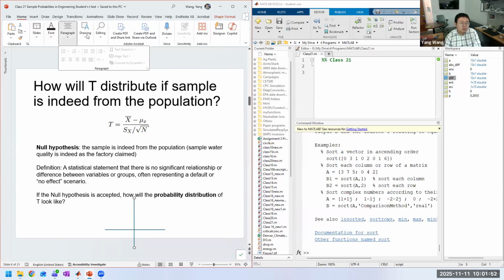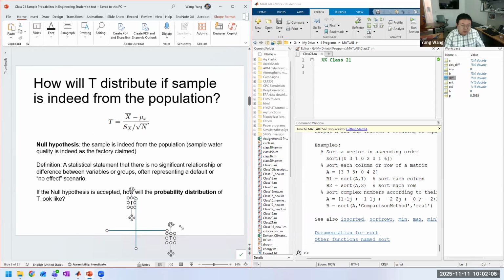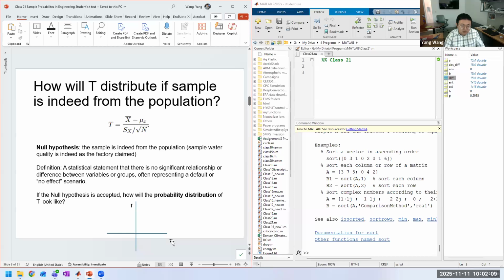So let me draw the t here. Then we can also put the function, the probability distribution function, right? So you can imagine most of the time t is going to be around 0. Right? If the null hypothesis is accepted, it will be around 0. But then the thing is that there will be probability that the t can be very large or relatively large. But if you consider the probability for those scenarios, it would be very low, right? Let's say go to infinity. There is that probability, but that's going to be close to 0.